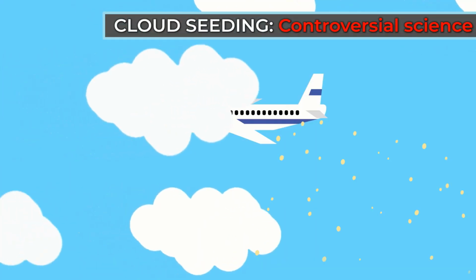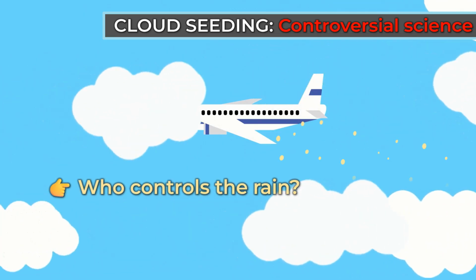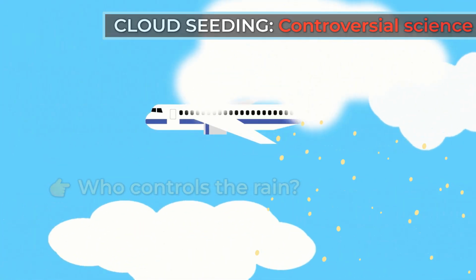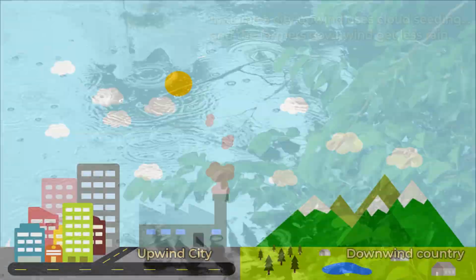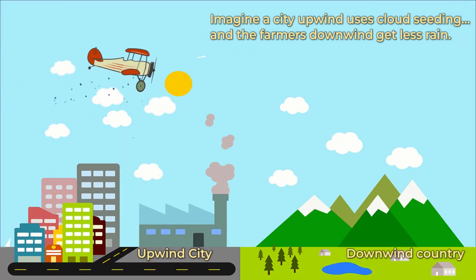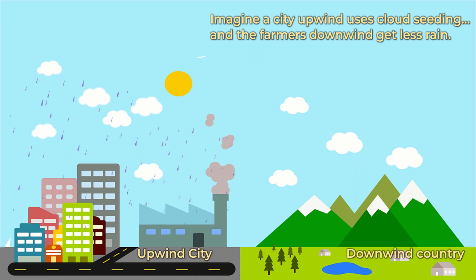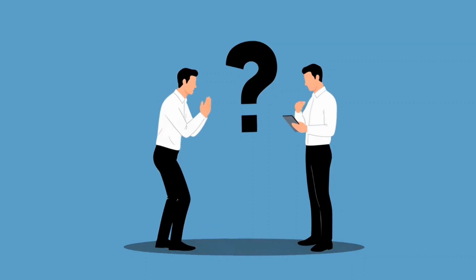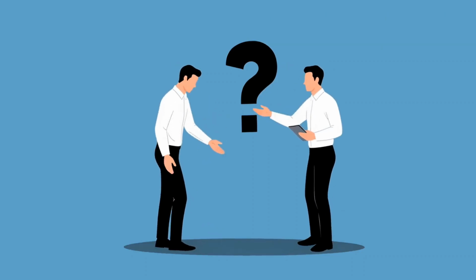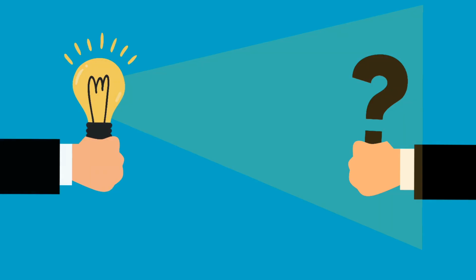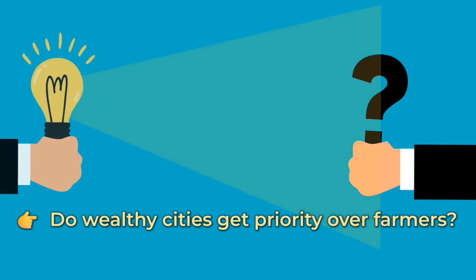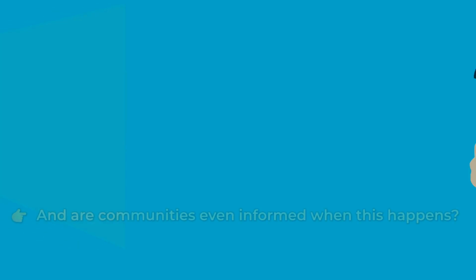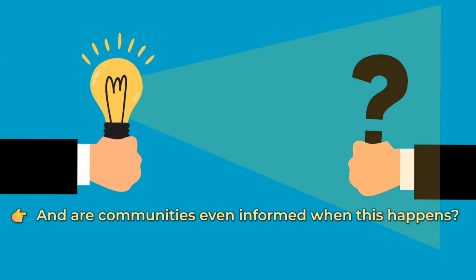Now we reach the most controversial part. Who controls the rain? Because cloud seeding doesn't just create rain. It can change where rain falls. Imagine a city upwind, using seeding to steal rain from farmers downwind. It sounds extreme. But this is exactly the kind of conflict experts worry about. That raises serious questions. Could one region take rain from another? Do wealthy cities get priority over farmers? And are communities even informed when this happens?